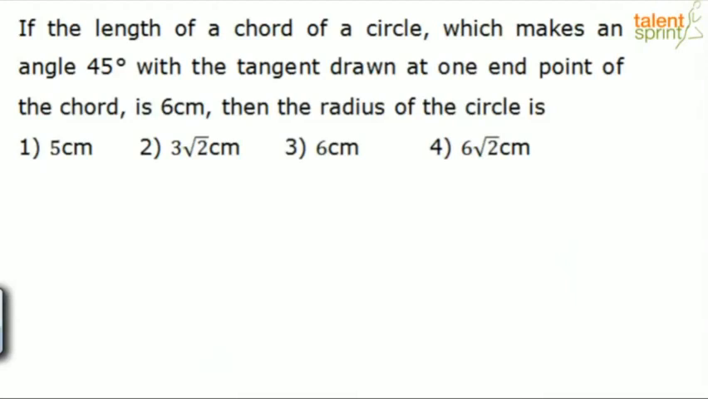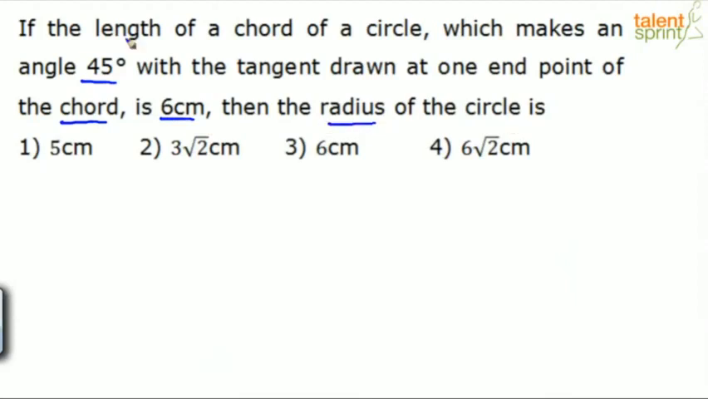All right, let's look at the next one now. Now, this is based on tangents and chords. What does the question say? If the length of a chord of a circle, which makes an angle of 45 degrees with the tangent drawn at one end point of the chord, is 6 centimeter, then the radius of the circle is.